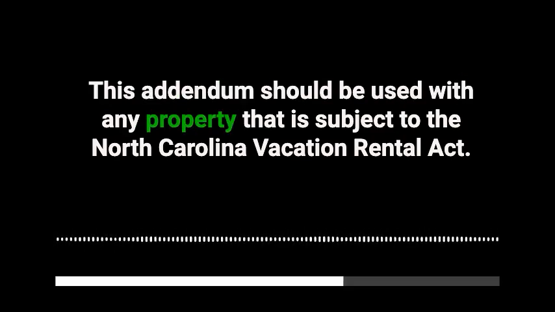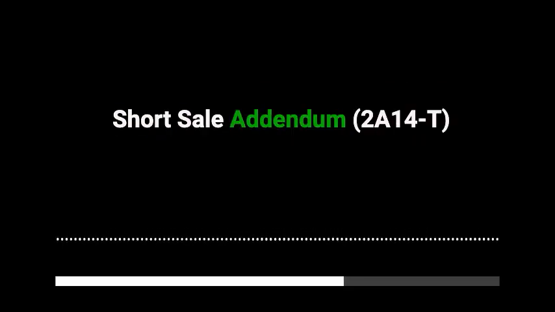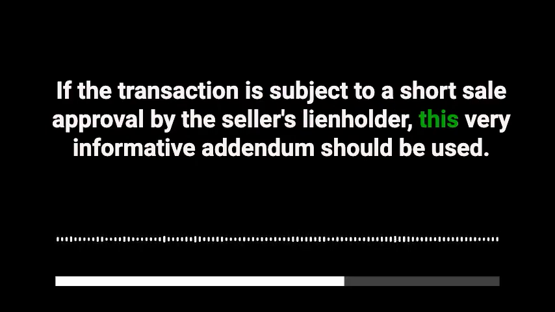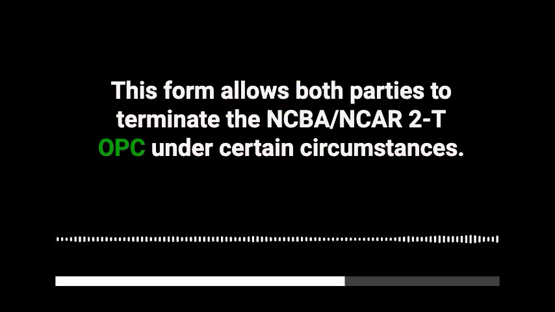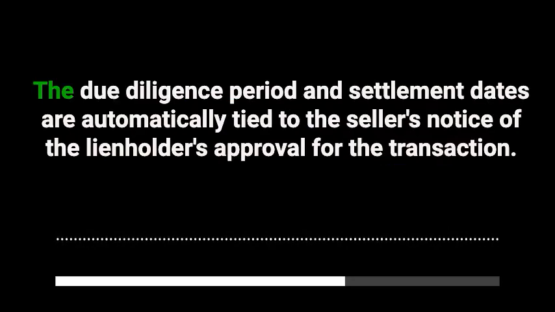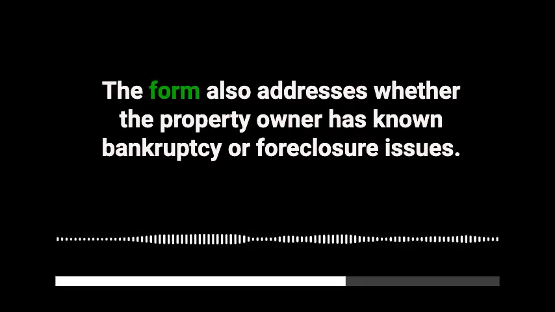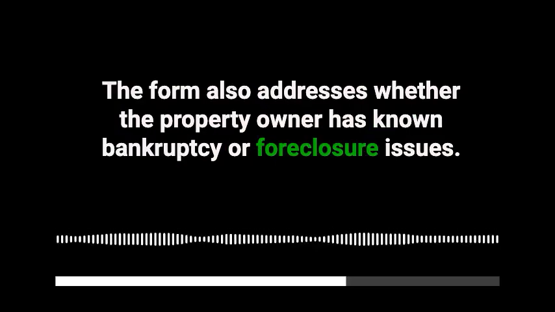Vacation Rental Addendum. This addendum should be used with any property that is subject to the North Carolina Vacation Rental Act. Short Sale Addendum. If the transaction is subject to a short sale approval by the seller's lien holder, this very informative addendum should be used. This form allows both parties to terminate the NCBA and COR2TOPC under certain circumstances. The due diligence period and settlement dates are automatically tied to the seller's notice of the lien holder's approval for the transaction. The form also addresses whether the property owner has known bankruptcy or foreclosure issues.